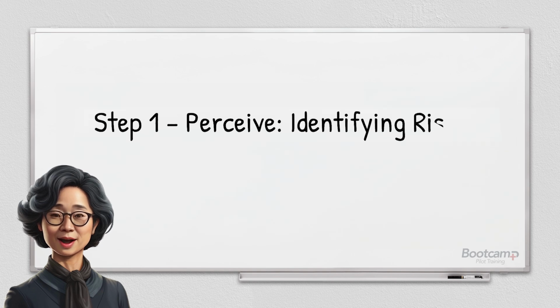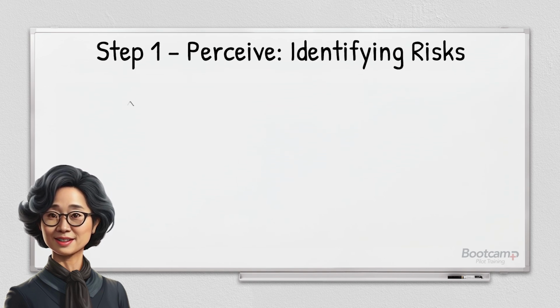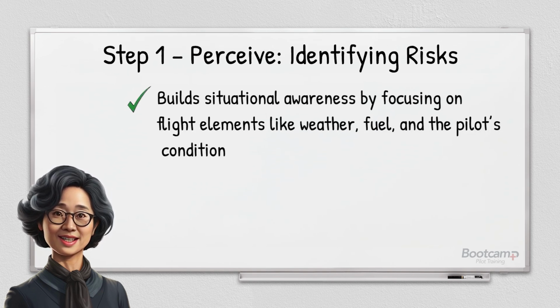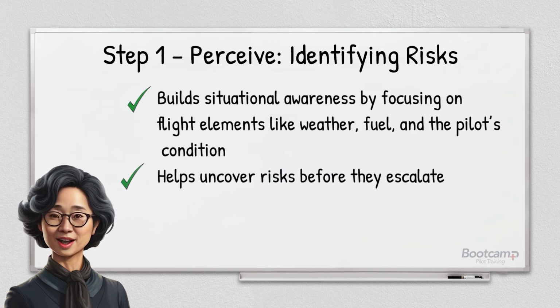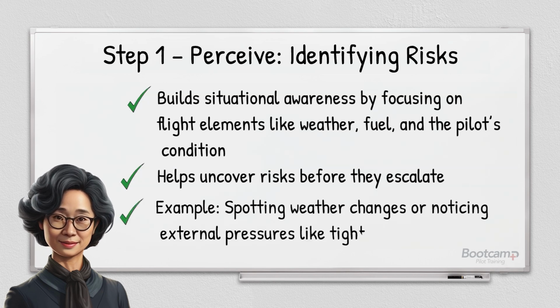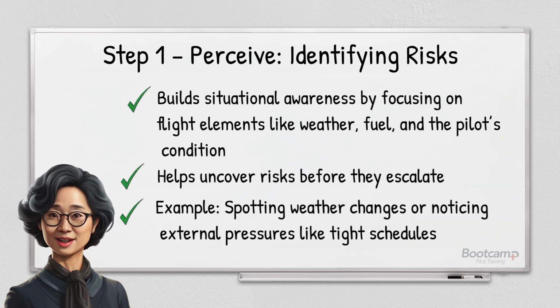The first step in the model is to perceive potential risks. This is where pilots assess everything related to the flight: the condition of the pilot, the aircraft, the environment, and any external pressures. Identifying these hazards early is key to preventing problems later.